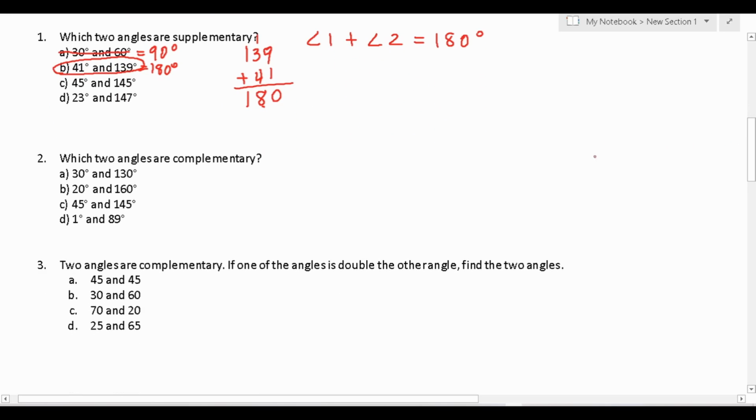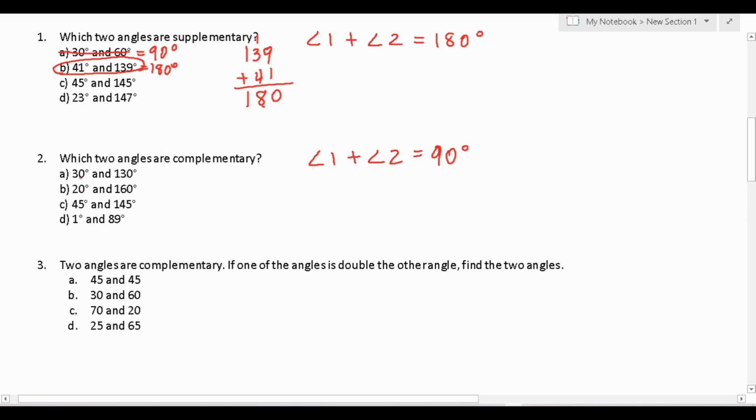This next question says, which two angles are complementary? Again, according to the definition that I mentioned above, that means that the two angles add up to 90 degrees. So as we just did above, we're going to add these up and see which pair add to 90 degrees.